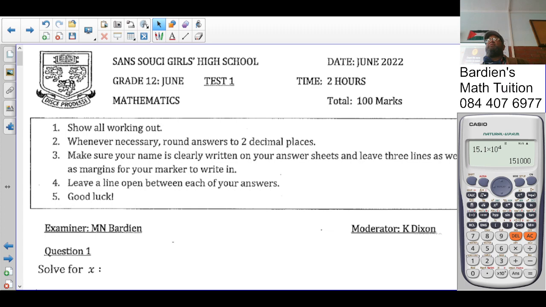Okay, good afternoon class. So in this lesson we will do parts of paper 1. I'm not sure that we will be able to get through the whole of paper 1 in this lesson. Okay, so we will get as far as we possibly can.